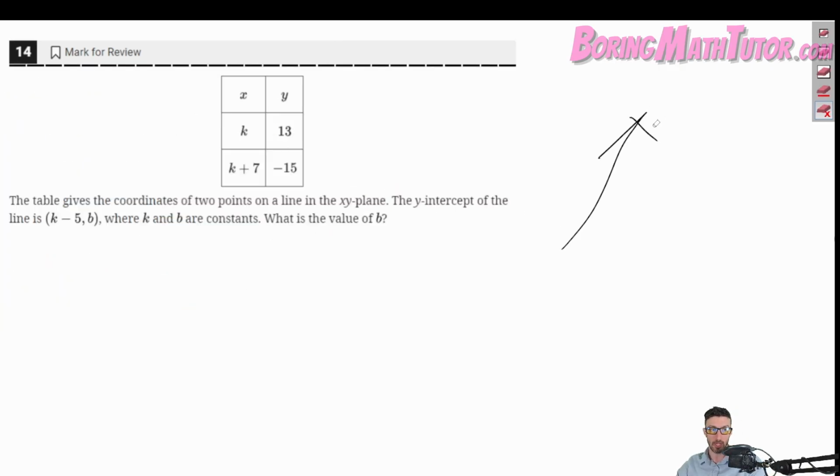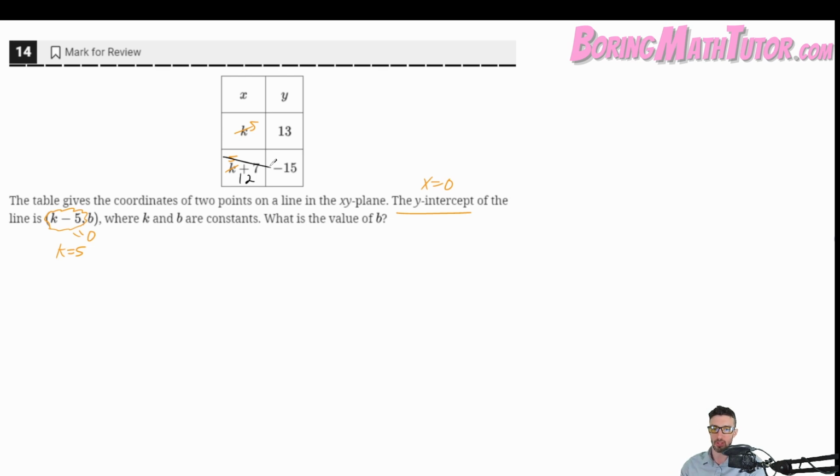All right, check out this website and let's do this problem. It says the y-intercept of the line is k minus 5 comma b. Well, that's interesting because a y-intercept means that x must always equal 0. So that must mean that this k minus 5 equals 0. Well, that means that k must be 5. Okay, so now they're asking us to figure out what b is. But now that I know k is 5, I can put 5 here, and I can put 5 there, which makes this whole thing 12.